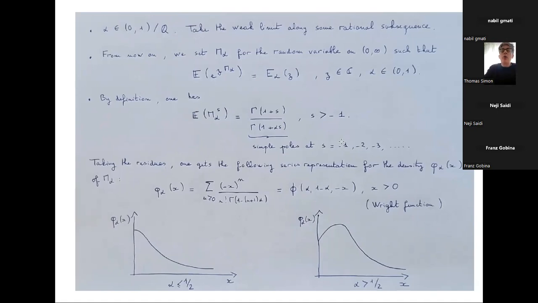Below, I have also plotted two curves, which show the shape of the density. So this is one of my subjects of interest. I like to study densities in a fine manner. So this will be the case in this talk, actually. When alpha is smaller than 1/2, you have a decreasing function. And when alpha is strictly greater than 1/2, you have a unimodal density, which starts increasing and then decreases with a unique mode.